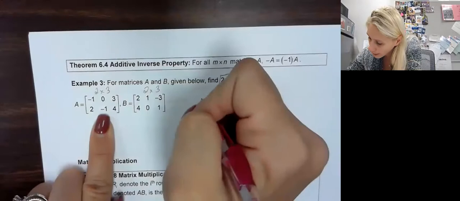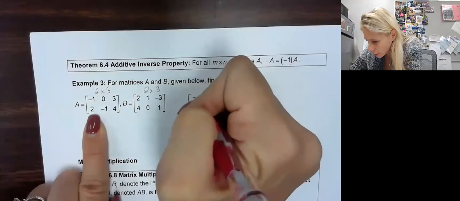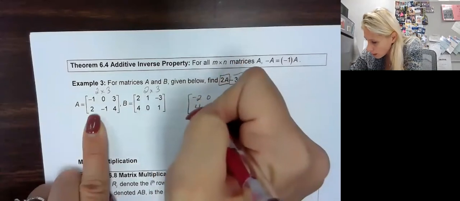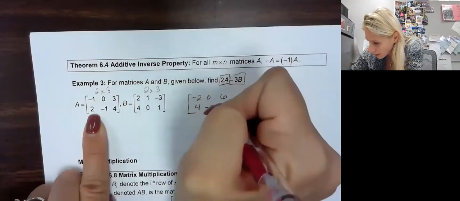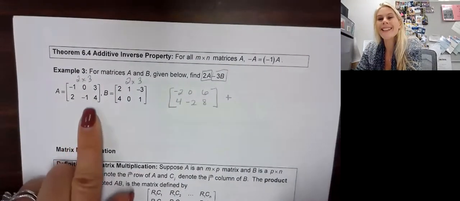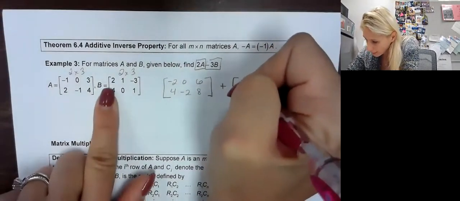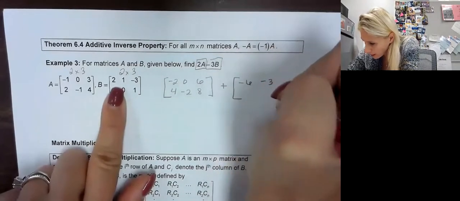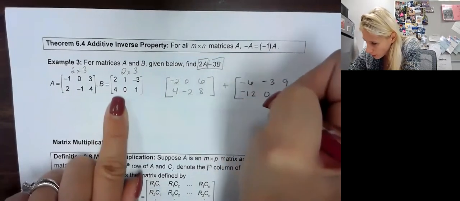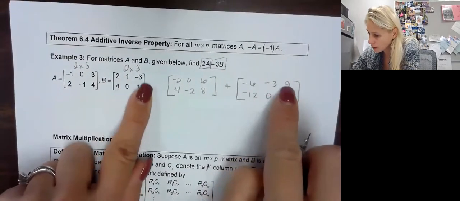All right, 2A. So I'm going to multiply all the entries in A by 2. -2, 0, 6, 4, -2, and 8. Now remember, because I'm multiplying B by -3, I'm going to add these two. So -6, -3, 9, -12, 0, -3. All right, hopefully I didn't make a mistake. -3s, right?